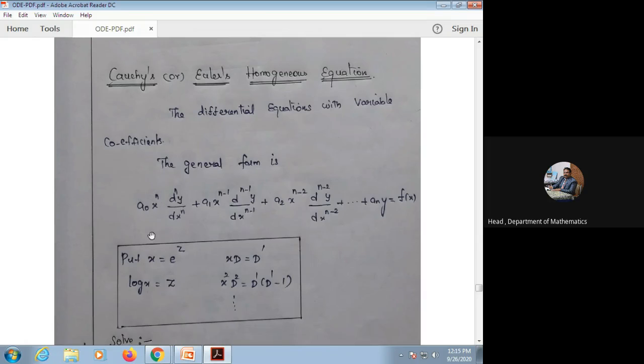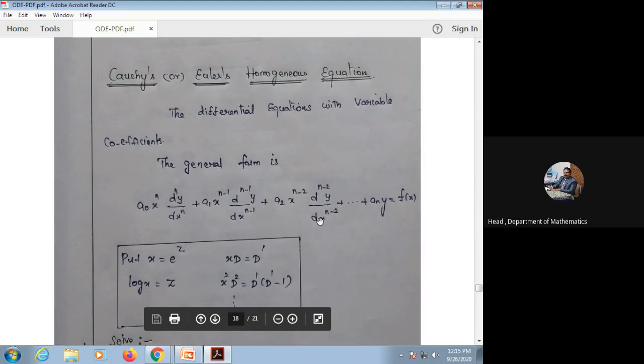So for solving this equation, we put x equal to e power z. We have to put some value, then only can we solve this equation. Here the variable is x. So put x equal to e power z. Taking log on both sides, log x equals z. We have to use these two values.